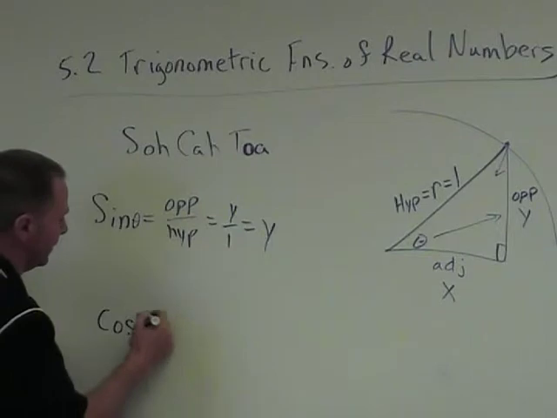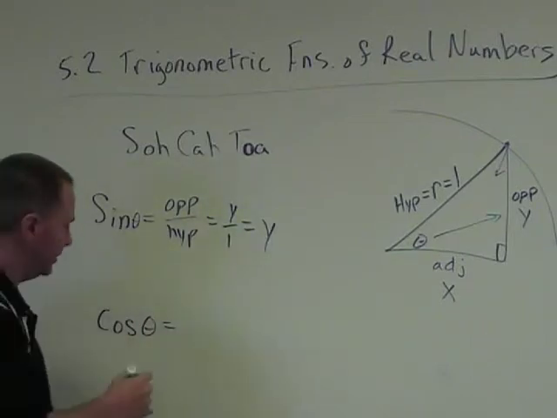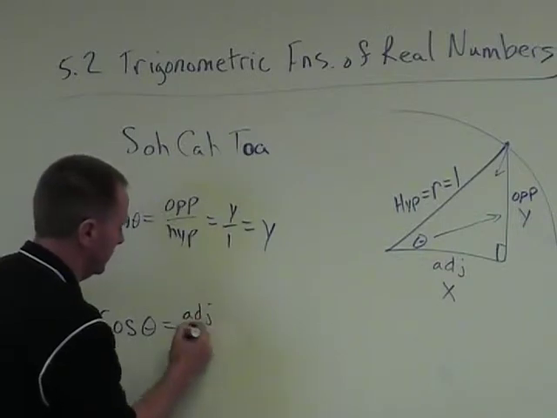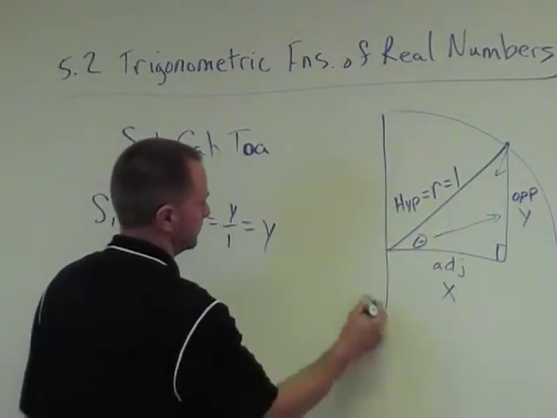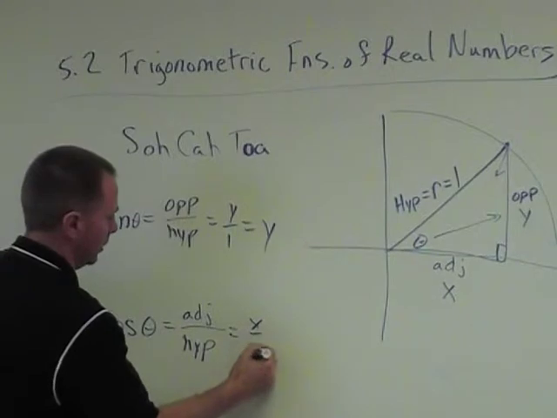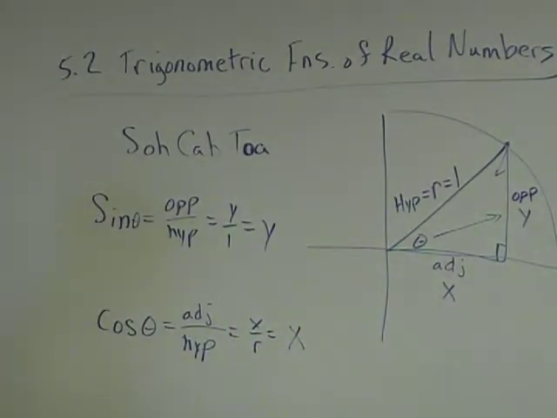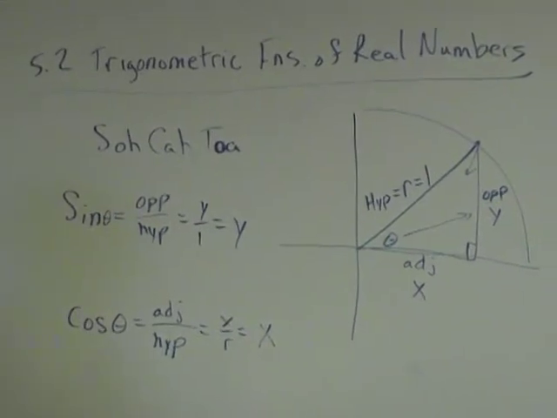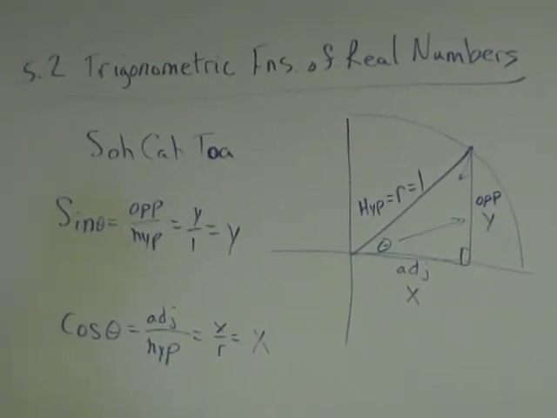The cosine of theta is what? Adjacent over hypotenuse. And again, in the unit circle, you have x over r, or x over 1, which is just x. So when we're dealing with the coordinates, the x value is your cosine value.